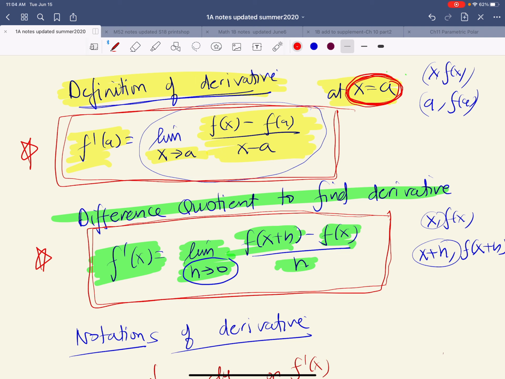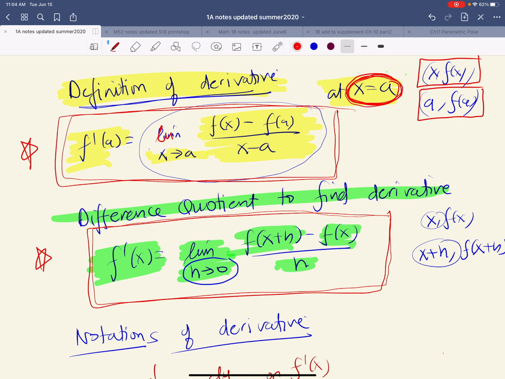So in the first case, my 2 points are: point 1 is x comma f of x, and the second point is a and f of a. f of x or f of a is just the y value. So x and the corresponding y value, and a and the corresponding y value at point A. So we say x approaches a.